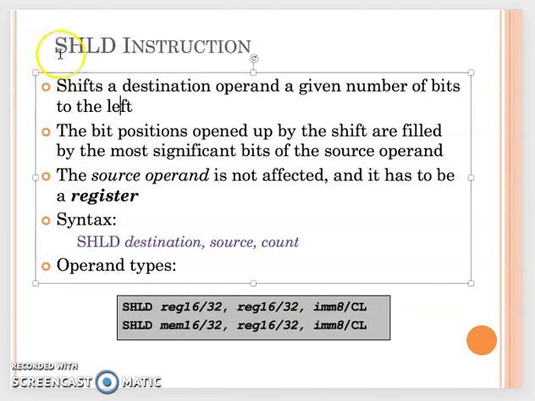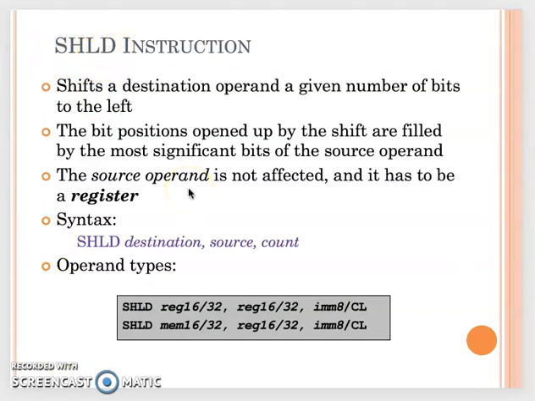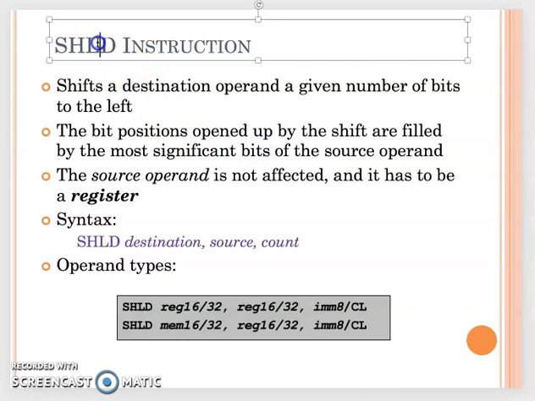But with SHLD and SHRD, you can provide a source operand. This source operand is used whenever you have open space in your destination operand, so we use the source operand to fill it up. Since we are shifting to the left, your least significant bit, the lower bit, will be opened up.